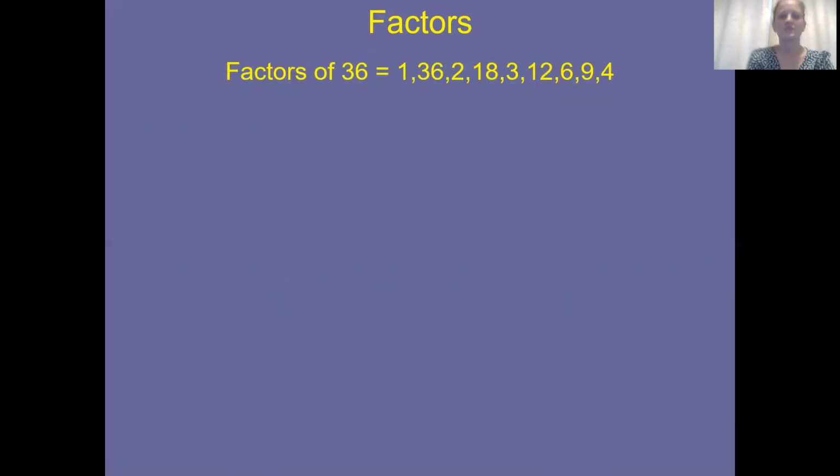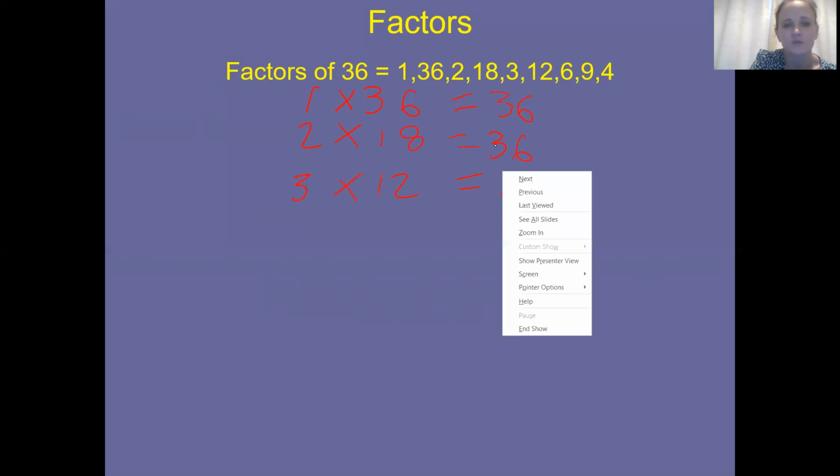When you have a number like 36, it is a little bit bigger. So 36 has a lot more factors because 1 times 36 will give me 36. 2 times 18 will give me 36. 3 times 12 will give me 36.